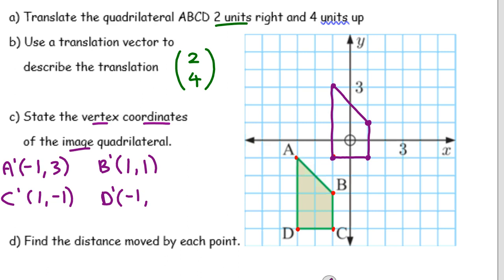So that's what they're asking. State the vertex coordinates of the image quadrilateral. So the vertex meaning the corners, so its coordinates. If it helps, you can always label it. You can put that one A dash, B dash, C dash, D dash. You don't have to, but I didn't ask you to do that. But it can be very helpful to do that.